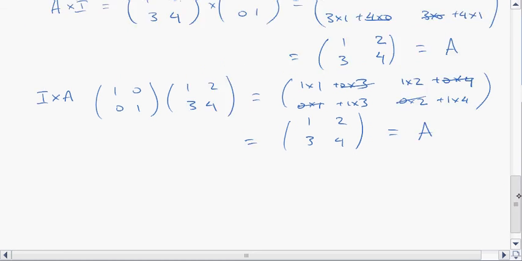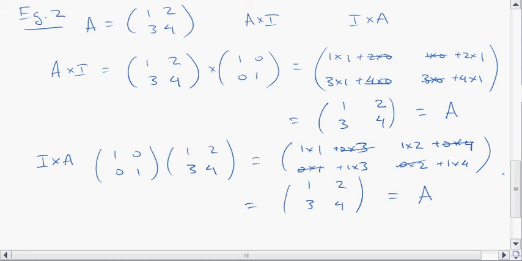So I think that's all for today. What we're going to do next time is do multiplicative inverse, which is basically kind of like dividing by a matrix. All right, see you next time.